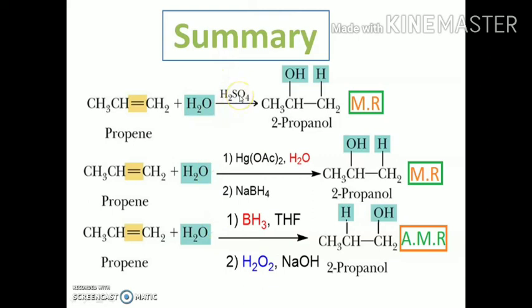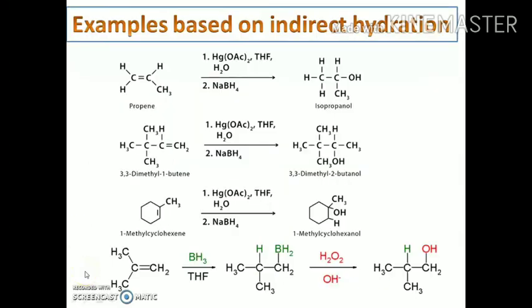If sulfuric acid is given, meaning propene gets hydrated in the presence of an acidic medium, then it will follow the Markovnikov rule and give 2-propanol as a major product. Similarly, in the case of mercuric acetate and the reducing agent, it will also form the product according to the Markovnikov rule, but in case of borane in the presence of the base, it will follow the anti-Markovnikov rule and give 1-propanol as a major product. These are a few examples based on indirect hydration.